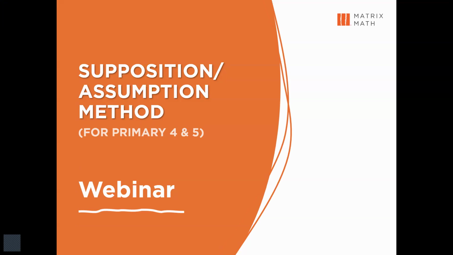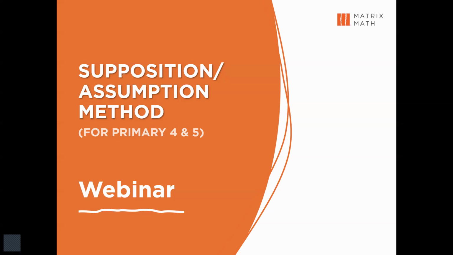So if you're not sure what supposition or assumption method is, or maybe you have heard of it but you don't fully understand what the steps mean, or maybe you just memorize and don't really know what you're doing, the objective of today's session is to help you understand the method better so that you know how to apply it. That way, when questions change some variables, you understand how to apply this concept.